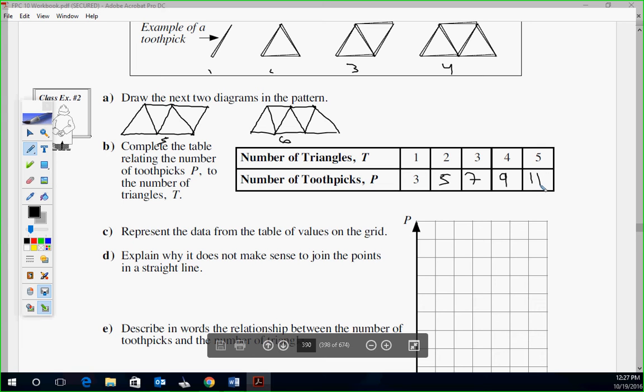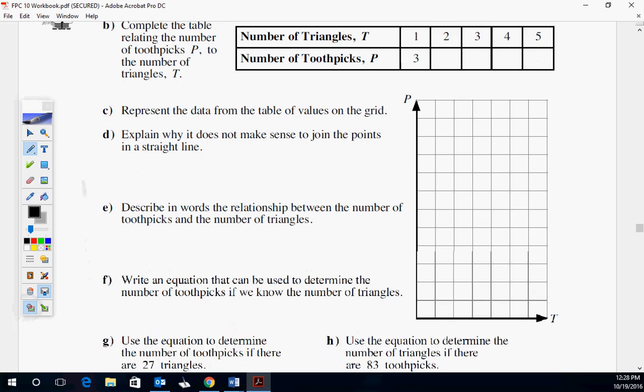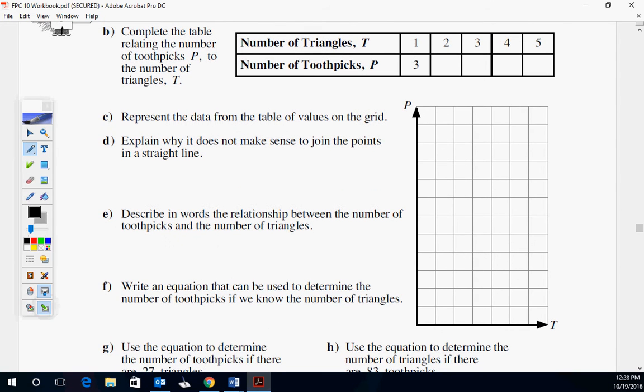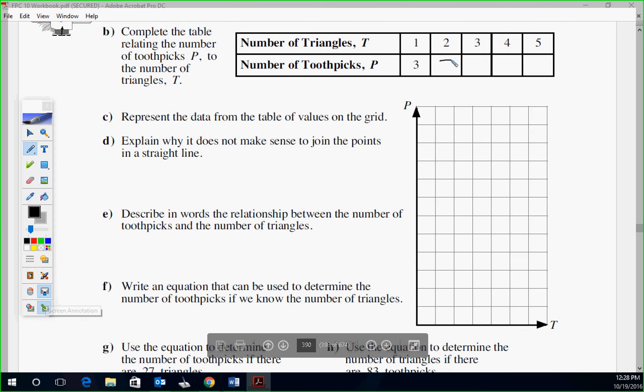It says represent the data from the table of the values on the grid. So I'm going to move it up just a bit. So this is going to go away, but I'll rewrite it in terms of the table. It's right here. Okay, so we're going to put the data on the grid.